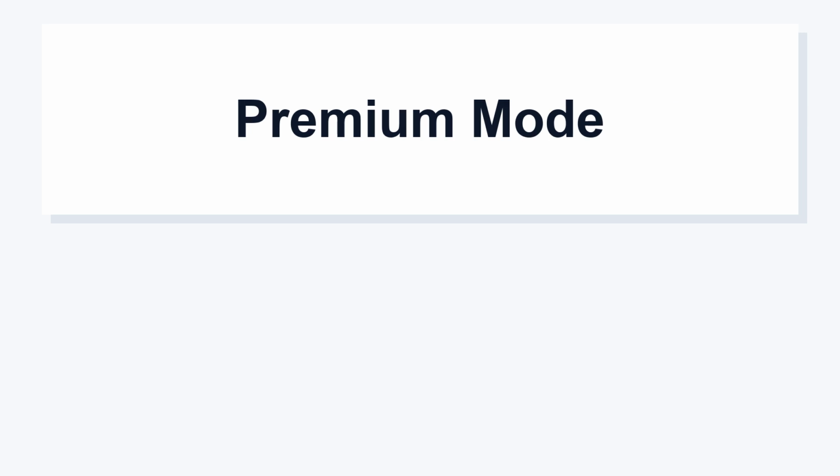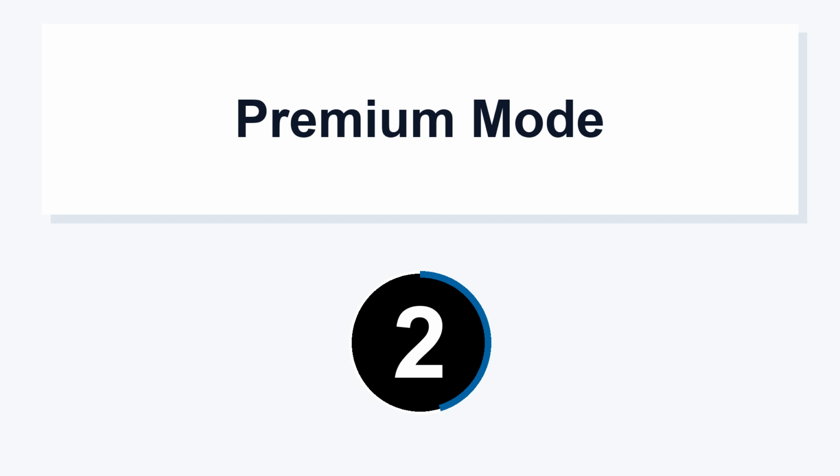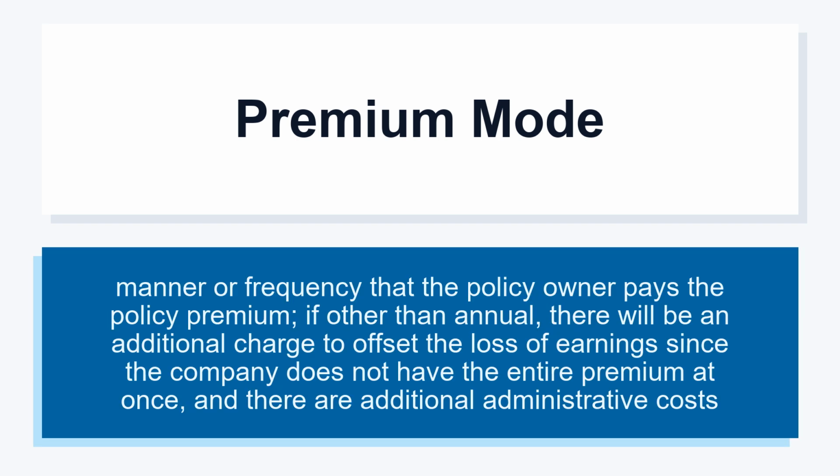Premium mode. Manner or frequency that the policy owner pays the policy premium. If other than annual, there will be an additional charge to offset the loss of earnings since the company does not have the entire premium at once, and there are additional administrative costs.